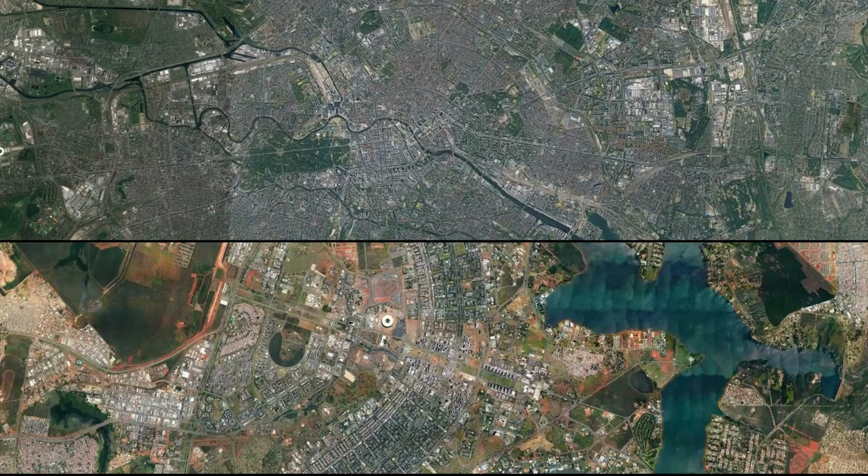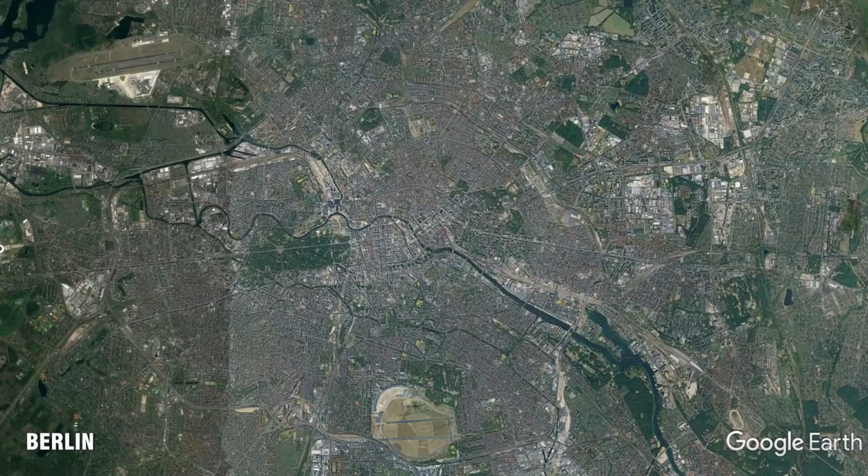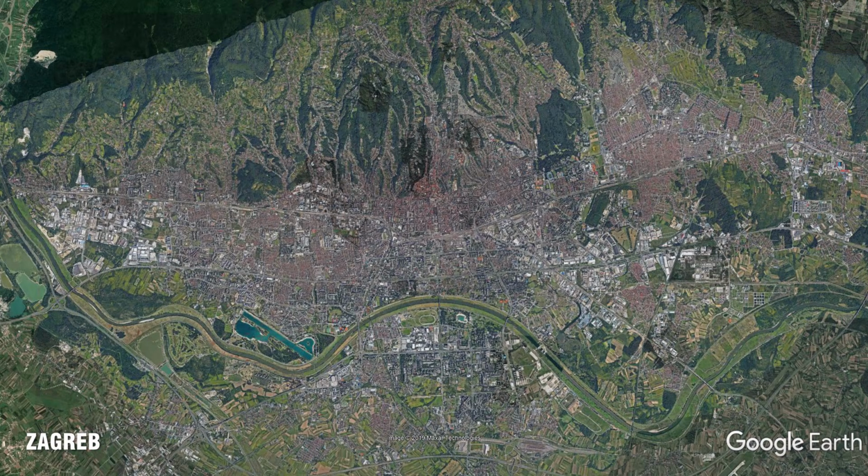We can divide cities in two categories based on their origins: a city of continuity and a city of idea. A city of continuity is a city that developed through a long period of time, with countless factors that influenced its urban form. Cities like these usually have several different historical layers.